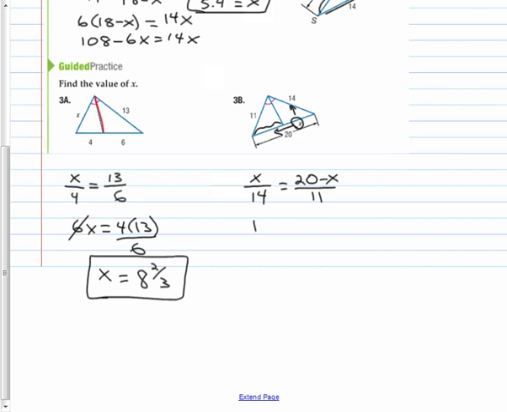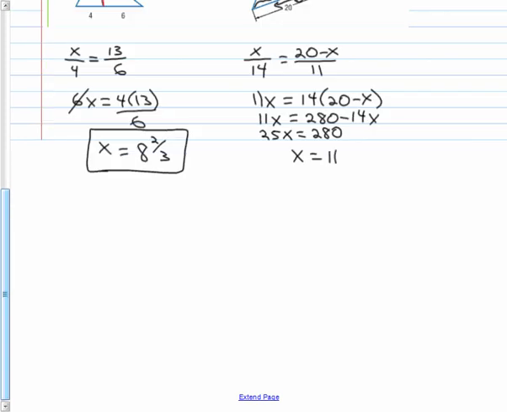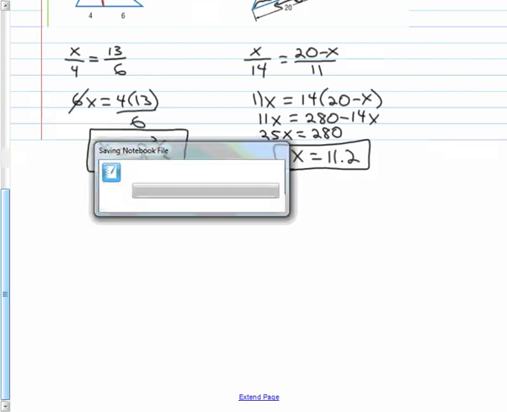So x times 11, or 11x, must equal 14 times our 20 minus x. So I'm going to distribute that 14. What's 14 times 20? 280 minus 14x. I'm going to add 14x. 25x equals 280. You're going to divide by 25. 11.2? I think I've heard more 11.2s than other numbers that may be floated around.